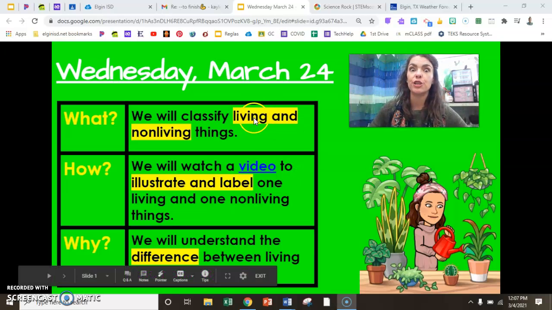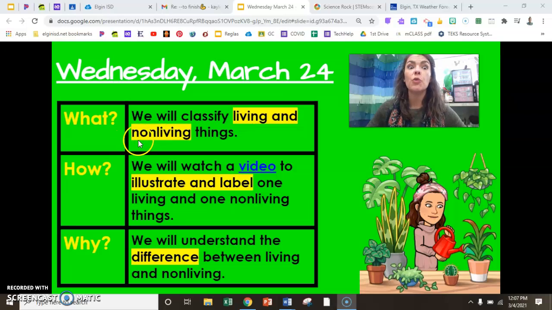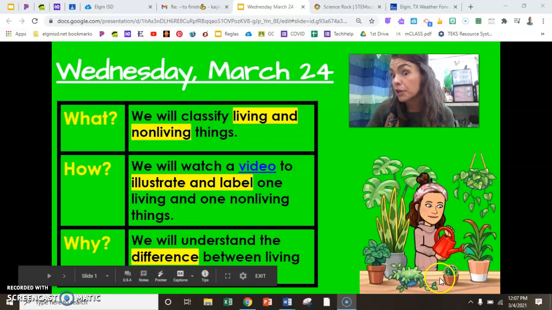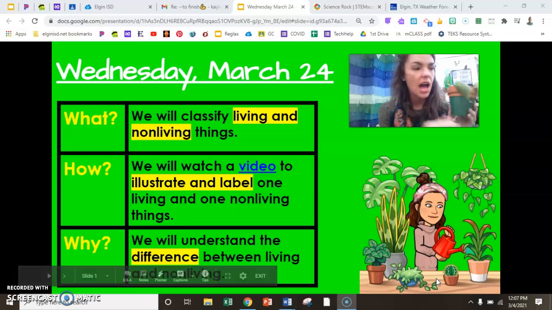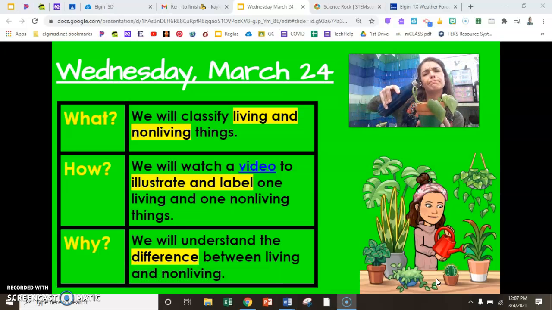Everybody say this first yellow word with me. Living. Nice job. Other yellow word, non-living. Beautiful. Now, you see my girl down here watering her plants. I've got a plant here in my classroom. I give it water once a week. So do you think that this plant is a living or a non-living thing?